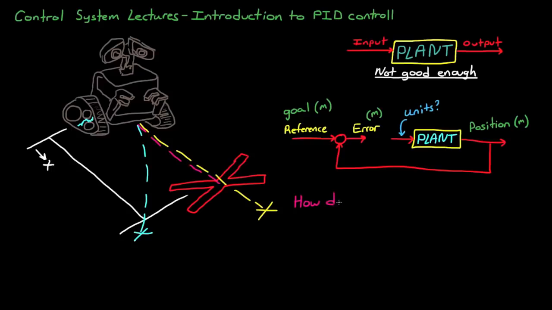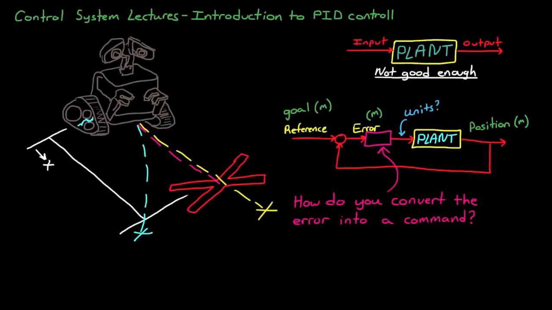And in addition to just changing the units, the error needs to be adjusted in such a way that the input into the robot causes it to eventually reach the red X. And this is exactly what a controller does. It takes the error signal and converts it into a command that is then sent into the plant.